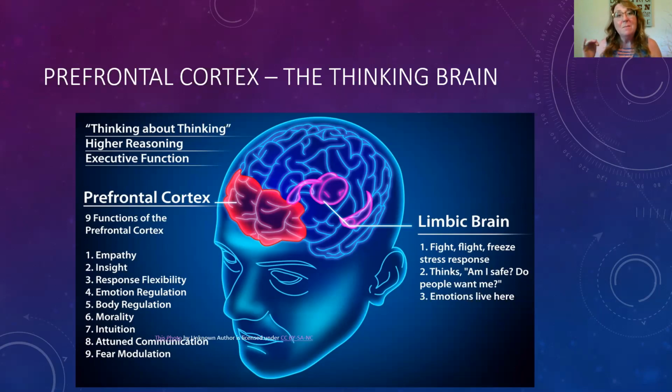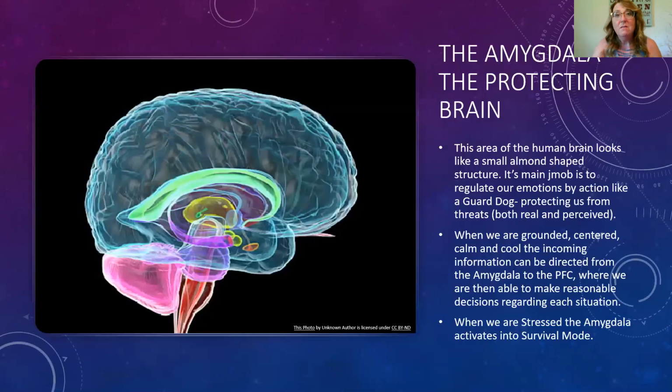The limbic brain is the part of the brain that taps us into that fight, flight, freeze. And it's there to help us survive. The amygdala, in converse, is really that protecting brain. And that's the area of the human brain that looks like a small almond shape. It's just behind your prefrontal cortex. And it's really the guard dog and acts hypervigilant for fear. And the amygdala doesn't understand the difference between a perceived threat that is conjured up in the mind or from a limbic response in the body, or real danger. Its only job is to keep us safe.